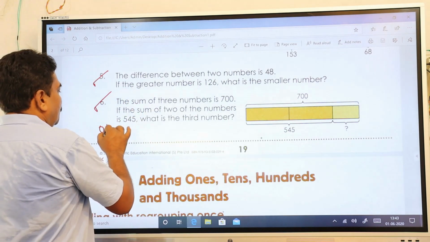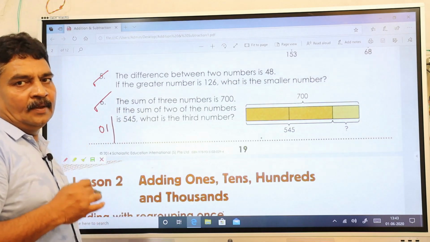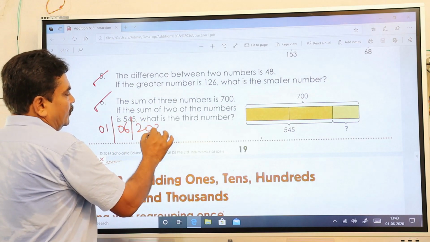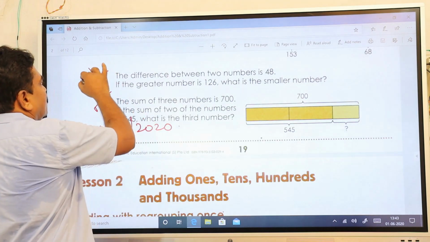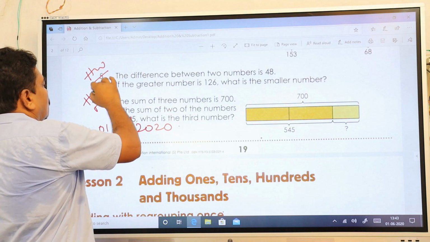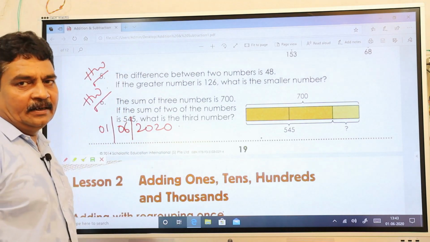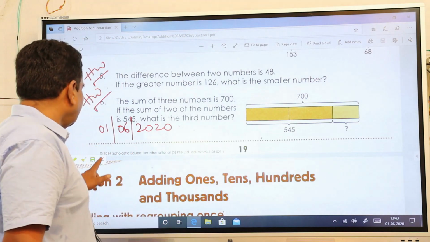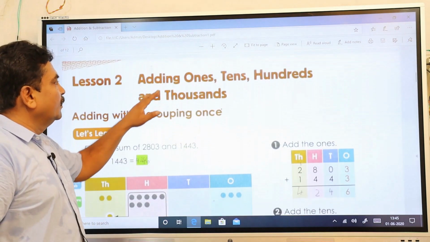Homework for 1st June 2020. These two as homework. Let's see. Okay, complete with a statement, you try to do it. Let me check. Then come to the next one.